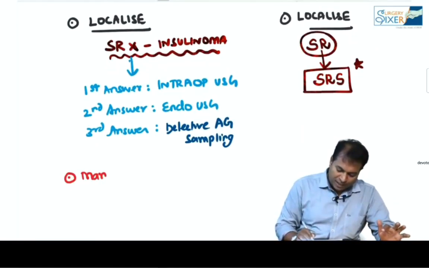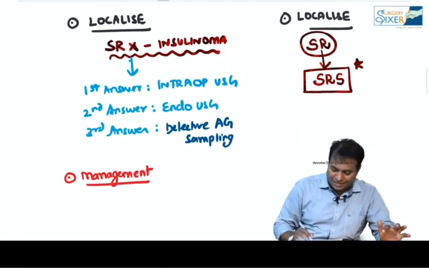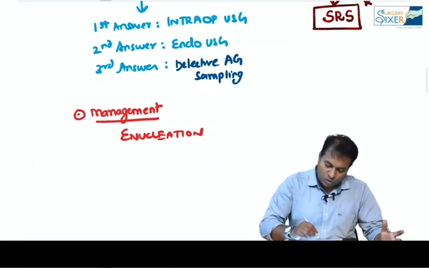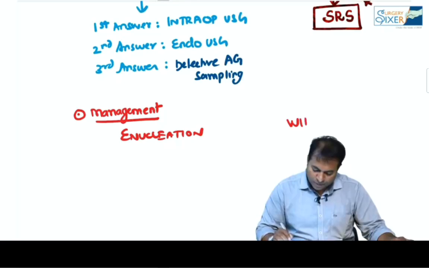And coming to management, since insulinoma is a benign tumor, just enucleation is enough. Just enucleate the tumor, no need to do anything else. But carcinoma is malignant, so what must you do? You must do Whipple's operation.